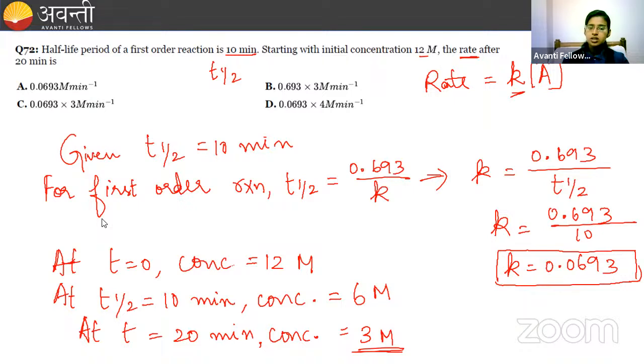So we can substitute this in this equation where K is 0.0693 and the concentration of A after 20 minutes is 3 molar. We can multiply this, but in the options we just need to find this. It is given in option C. 0.0693 into 3 molar per minute is the rate after 20 minutes.